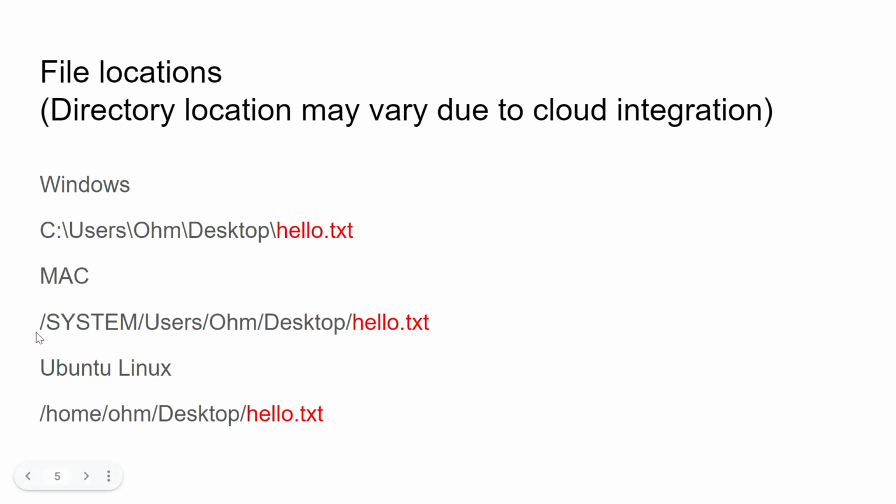Okay, for the Mac, we use slash. So the Mac, we're gonna use this kind of location, and then for Ubuntu Linux, we start with slash home slash username, followed by the subfolder, we call subdirectory, and then the file name. Okay. However, normally, most of the time on a personal computer we have cloud integration. Therefore, the location may be different.